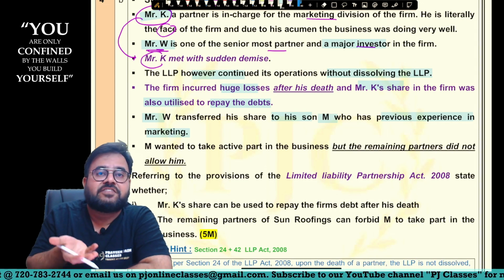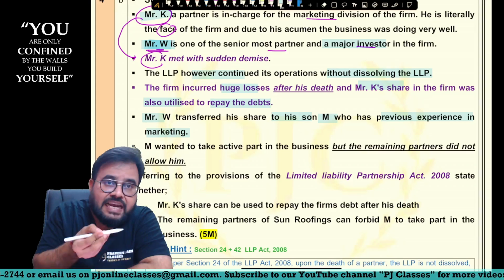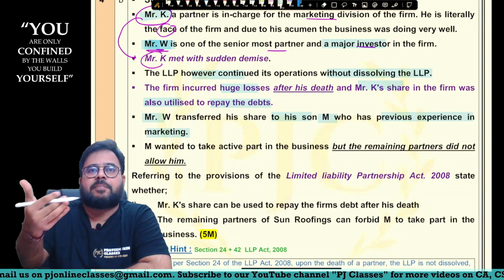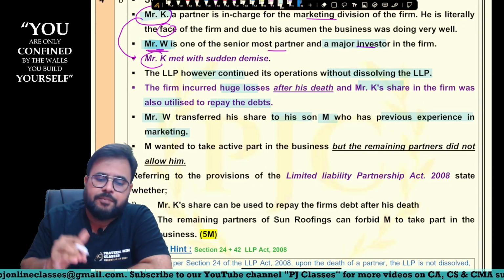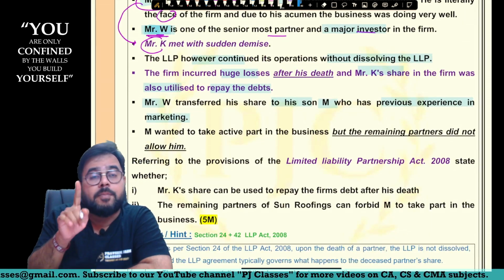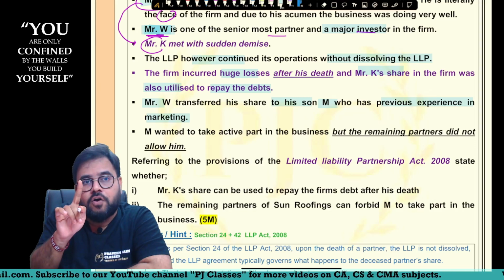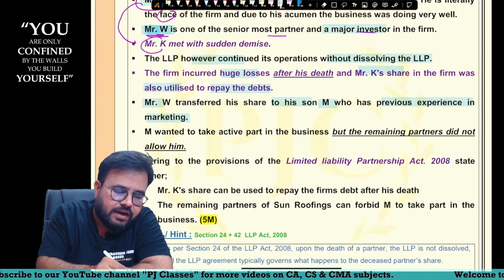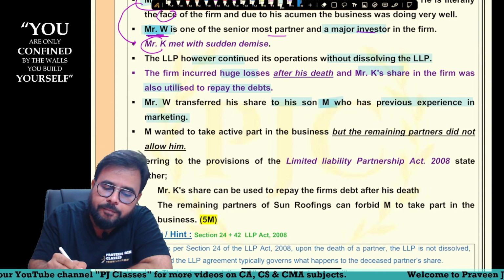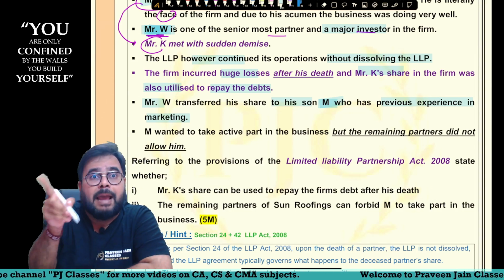So can I say the partnership share of Mr. W is a right. Now he wants to assign his partnership share to his son. That can always be done, sir. Not a problem. But remember, just because W has assigned his rights to Mr. M, that doesn't mean M becomes a partner.